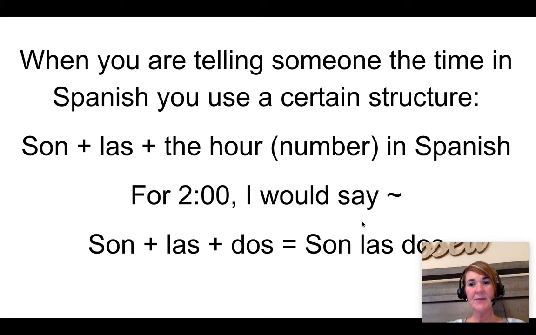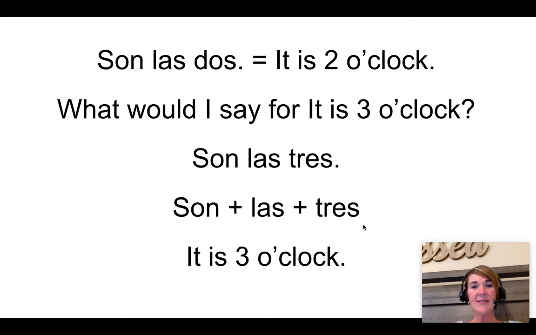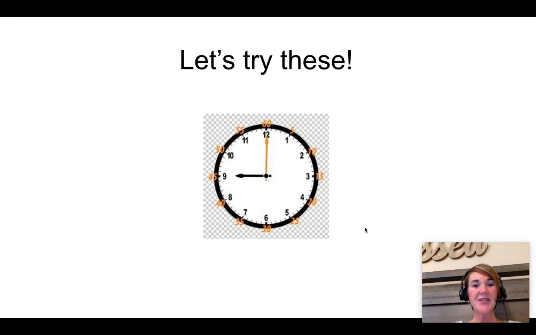When you are telling someone the time in Spanish, you use a certain structure, a certain format. You're going to use the word son plus the word las plus the hour or the number in Spanish. So for 2 o'clock, I would say son las dos. Son las dos is it is 2 o'clock. What would I say for it is 3 o'clock? Son las tres. It is 3 o'clock.